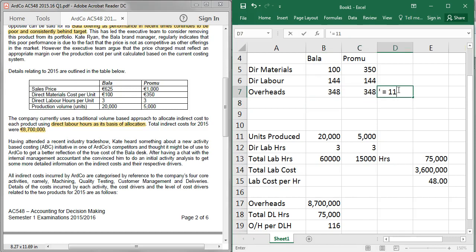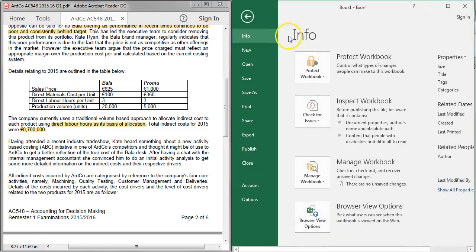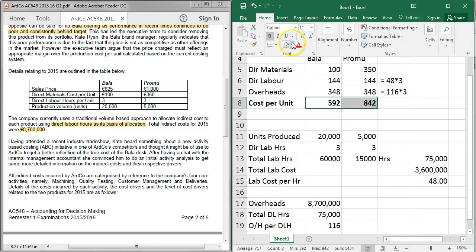So just so you know here, that's 116 times 3, and this is 48 times 3. Because both of them use the same amount of hours per unit, they will both be allocated the same overhead. Now that may be a very crude one, but that's how the initial one is looking for. So the total cost here for each of them, the cost per unit, which is the first thing you're asked for, is 592 for Bala and 842 for Promo.